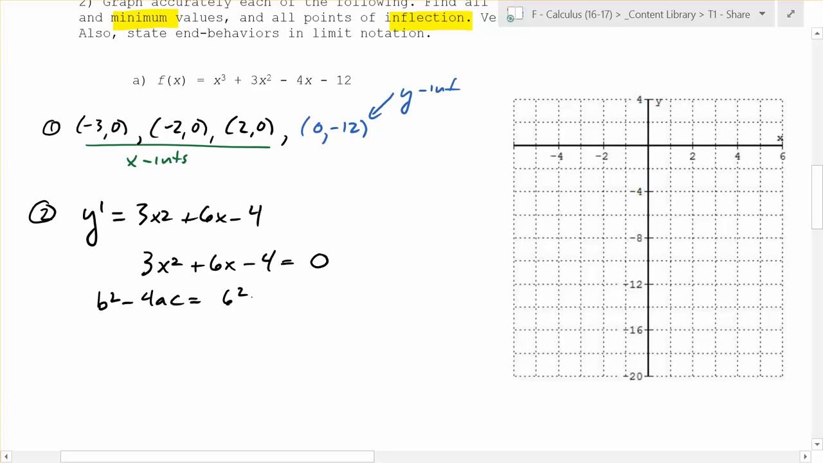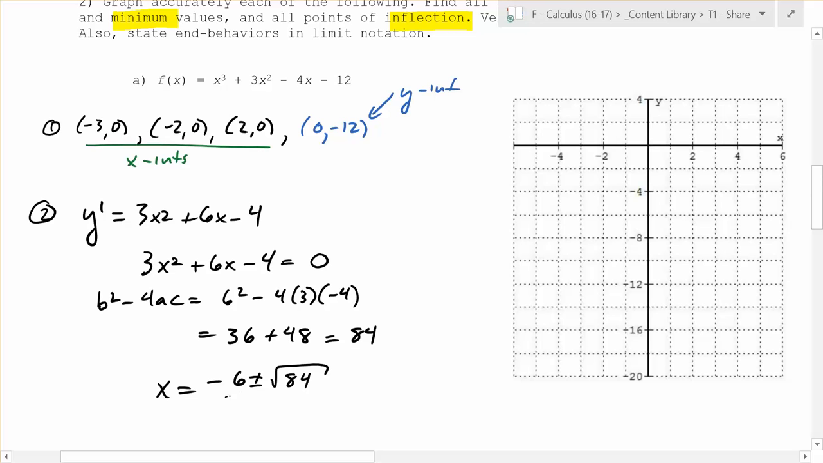So you get 6 squared minus 4 times 3 times negative 4. So what do you get? 36 plus what? 48. Plus 48? Yeah. So what do you get there? 84. So what does x equal? Negative 6 plus or minus what? The square root of what? 21.